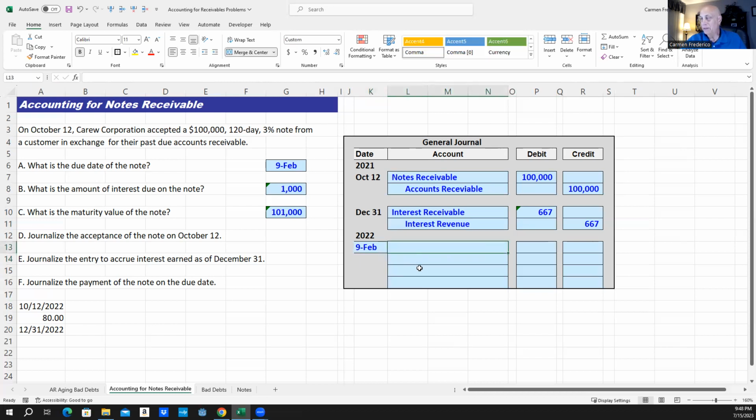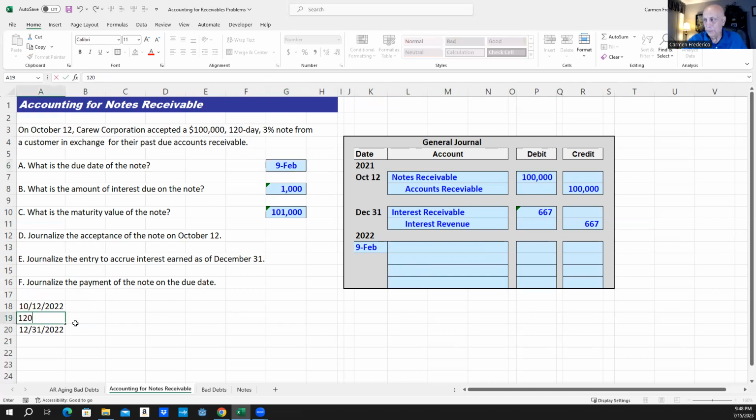we're going to make an entry to record the note that's going to be received on February 9th. Okay, February 9th, which is the due date of the note when we calculated earlier. Remember? So we put 120 just to go back to that. Okay, February 9th. So what's happened? We're getting cash. How much cash are we getting from the maker of the note? How much money is Carew getting? They're going to get the maturity value, the $101,000. Hopefully, they're going to get the $101,000 that is due.